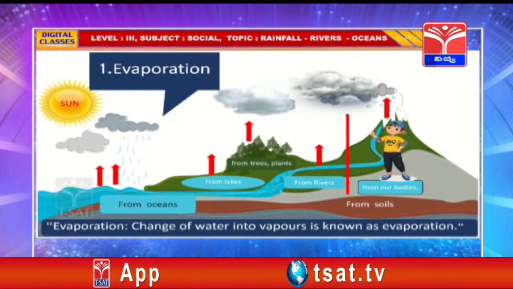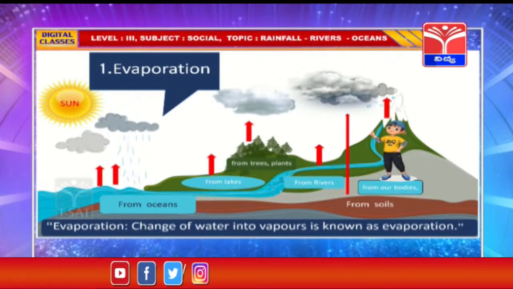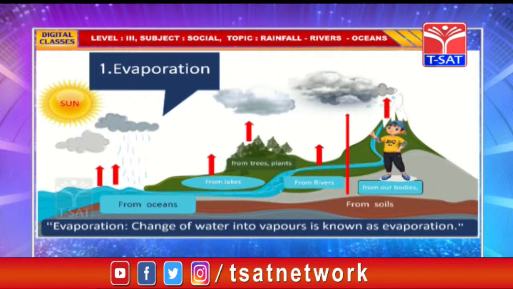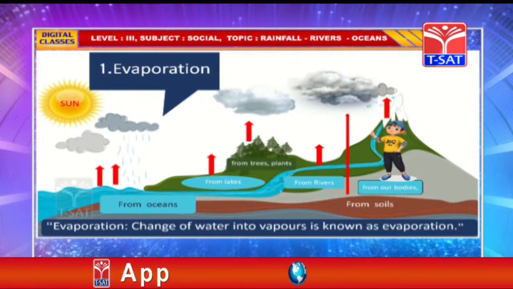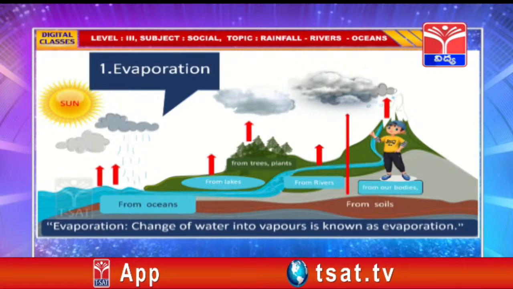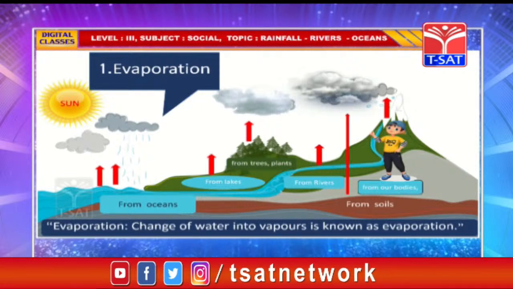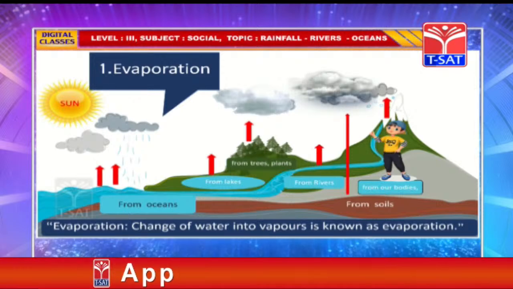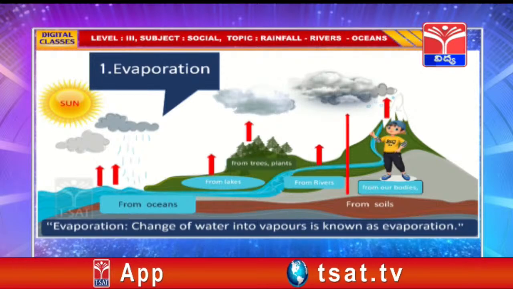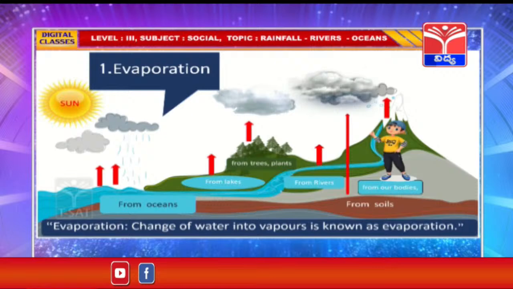Actually, water in the clothes or in the plate becomes water vapor and mixes with the air through a process called evaporation. So, evaporation is changing of water into water vapor. The process of changing water into water vapor is known as evaporation. There are several water bodies on the earth's surface like oceans, rivers, lakes, etc. And there is a constant evaporation of water from these water bodies. The process of evaporation speeds up with the increase in temperature.